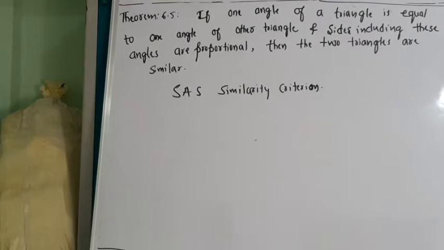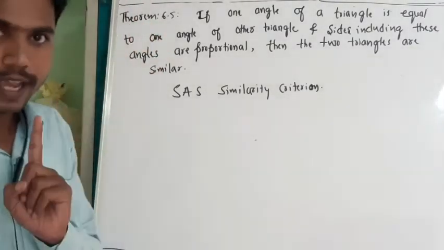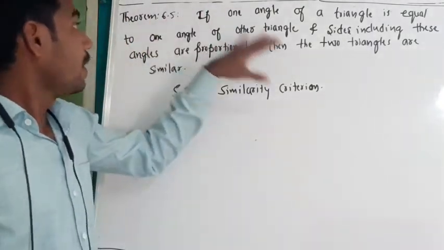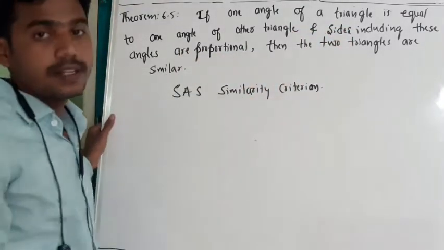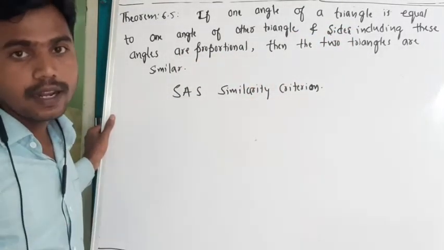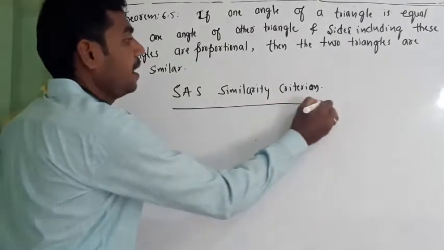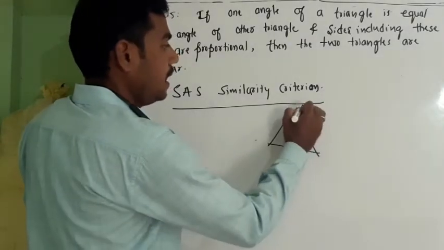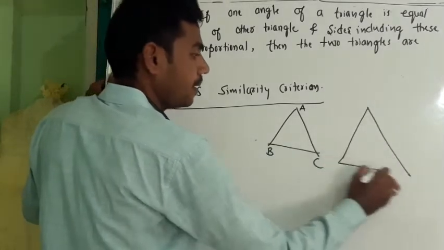Now theorem number 6.5, what does it state? If one angle of a triangle is equal to one angle of the other triangle and the sides including these angles are proportional, then the two triangles are similar. This criteria is called SAS similarity criteria. What does it mean? Suppose ABC is one triangle and PQR is the other triangle.